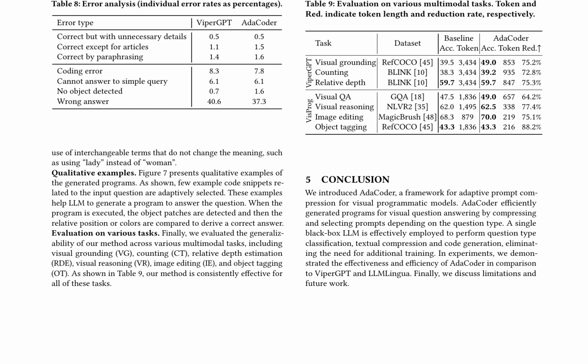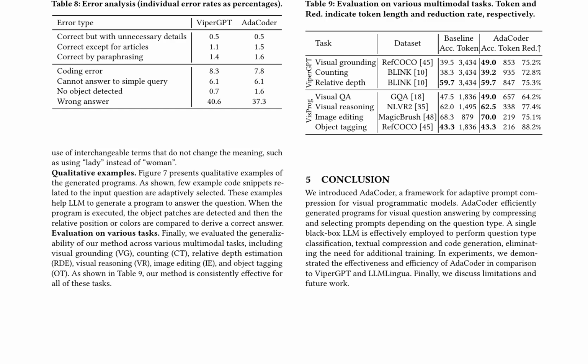AdaCoder employs a single black box large language model, LLM, for question type classification, textual compression, and code generation, eliminating additional training needs. The results show that AdaCoder efficiently generates programs for visual question answering by compressing and selecting prompts based on question type. While AdaCoder exhibits promising results, its limitations include potential issues when applying it to tasks beyond visual question answering. Future work may involve exploring more efficient and effective compression algorithms, investigating other LLMs, and evaluating AdaCoder on additional tasks and datasets.